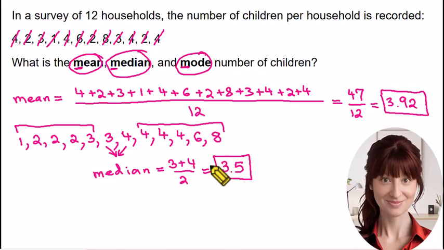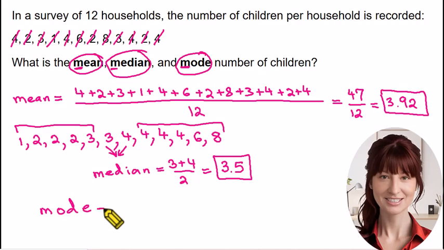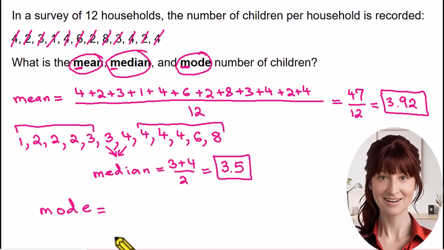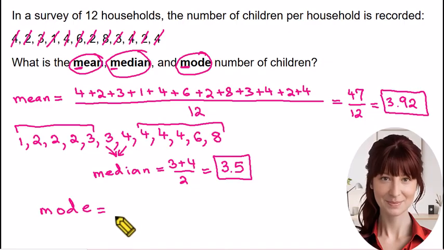And then finally, to find the mode, we need to look for the number or numbers that appears most often. Some data sets have no mode. Some might have multiple modes. So let's see if anything is repeating. You can look in the original list or in the reordered list. Well, there are several numbers repeating. We see that 2 is repeating, 3 is repeating, and 4 is repeating.